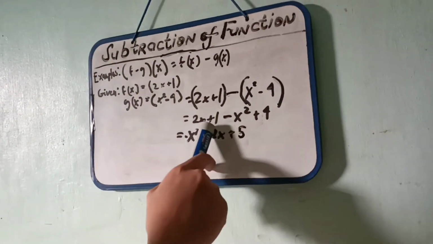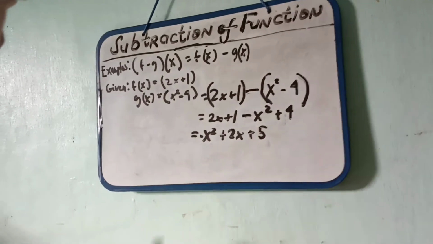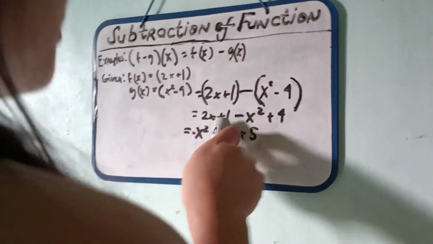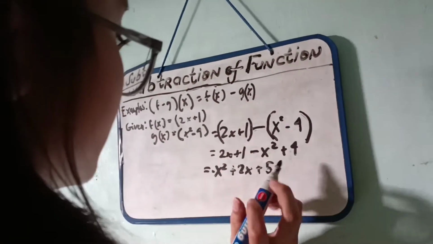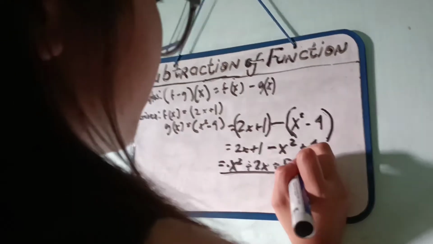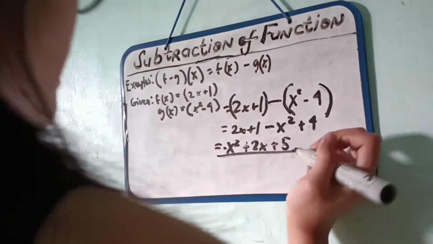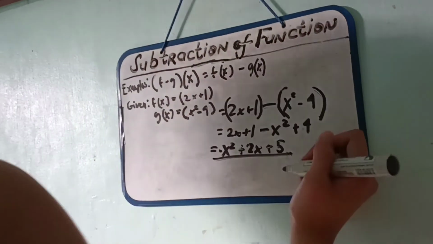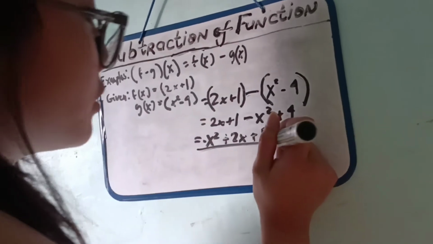So, positive 1 minus positive 4. Same sign naman siya, but yung bigger sign din naman para sa positive. So, yan, naging positive 5. So, here is our final answer: negative x squared plus 2x plus 5. Ito yung final natin.